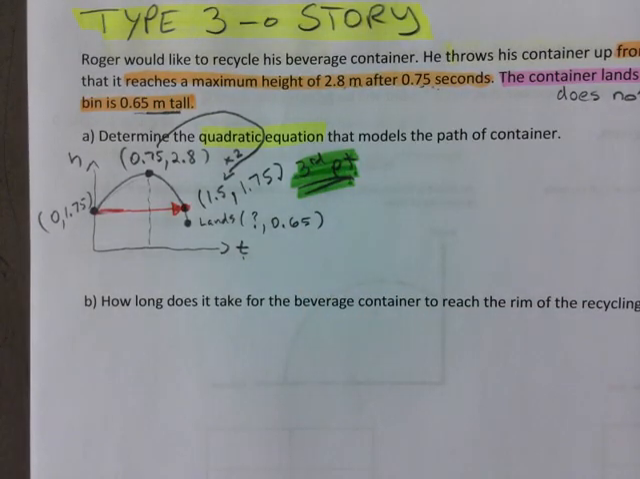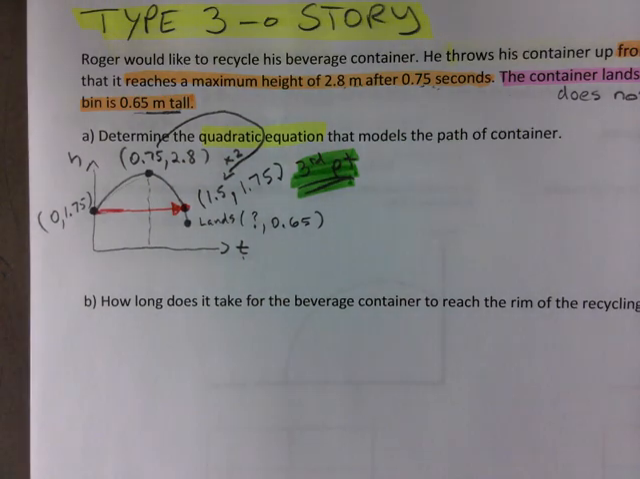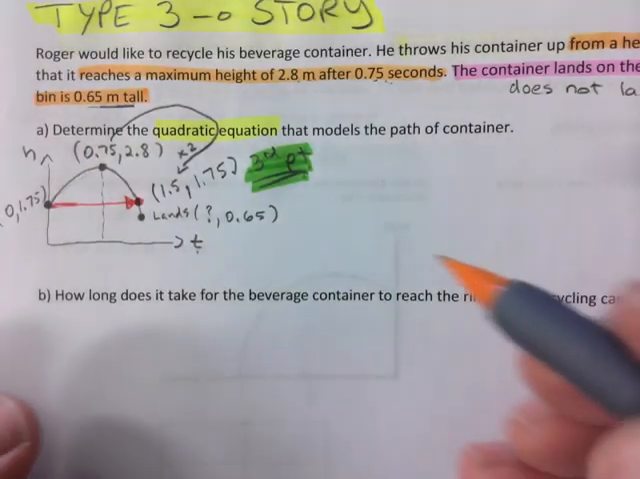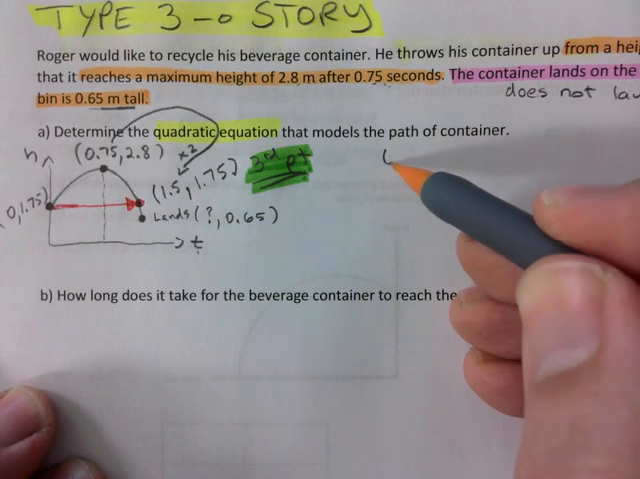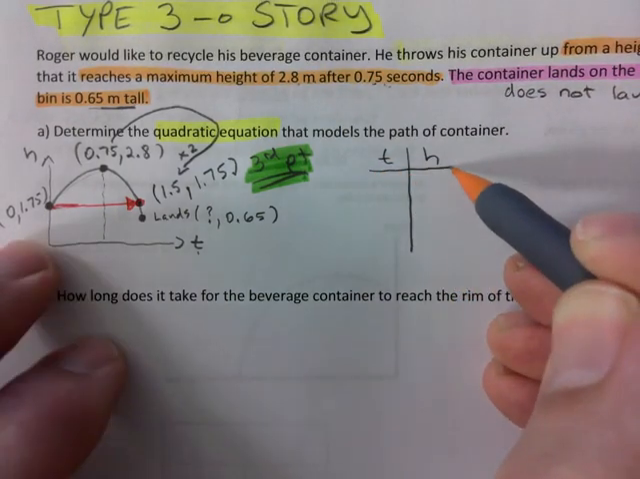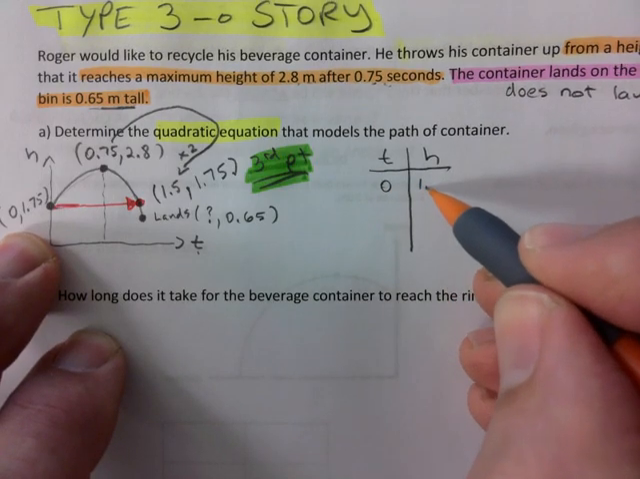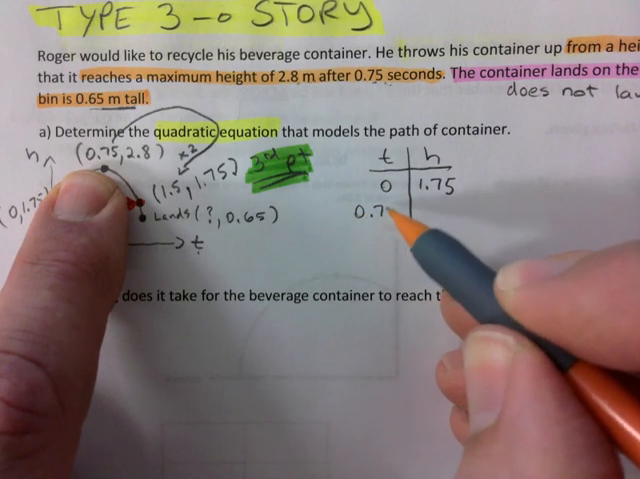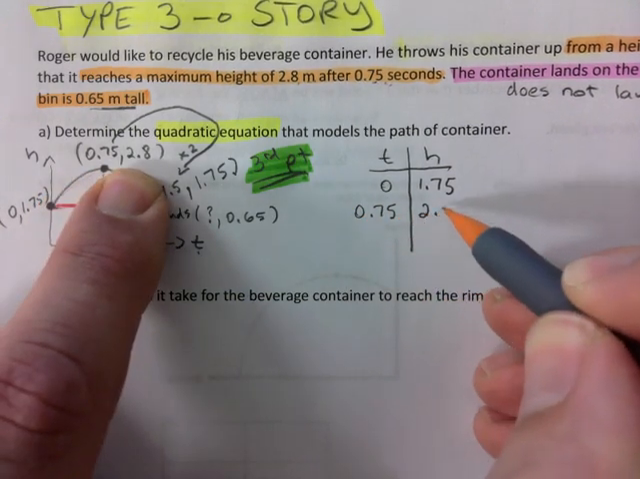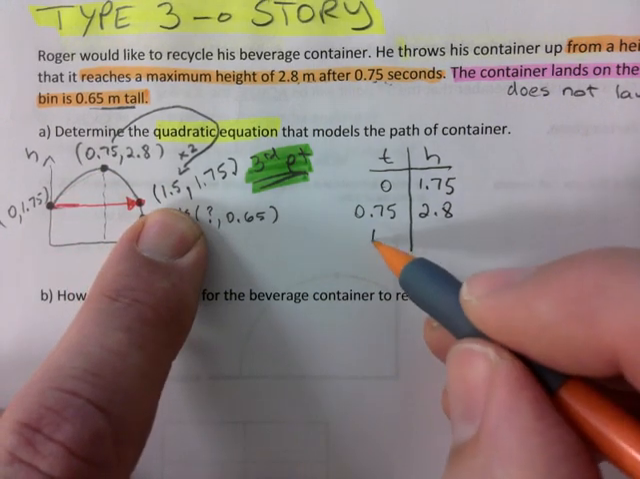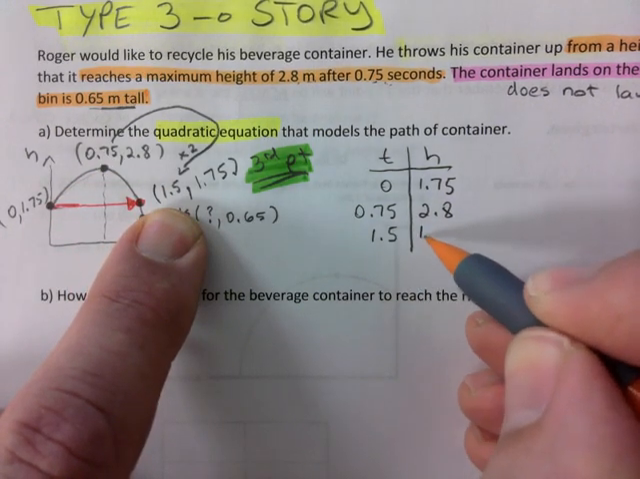That is my third point. And you need 3 minimum for a parabola to be able to do the regression. So this is what I like to do. Time and height. Have like a little table. And so you put them in: 0, 1.75. That's where you started. Then it's 0.75, 2.8. Then it's 1.5 back to 1.75.